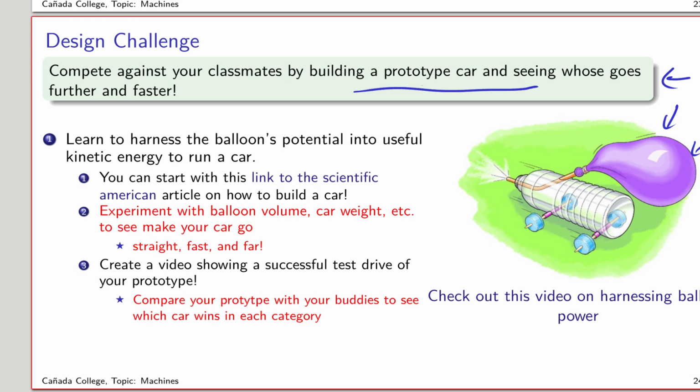You're going to learn how to build the car using this link here, which takes you to a Scientific American article, and this link is also provided as a PDF file in Canvas. Then you're going to experiment with things like how fast your car can go, how far it can go, and things like that. One of the outcomes of your project will be, of course, having a successful car. You will create a video to show all your classmates that your car is a successful machine that can actually move. In addition to that, you're going to make a number of measurements.